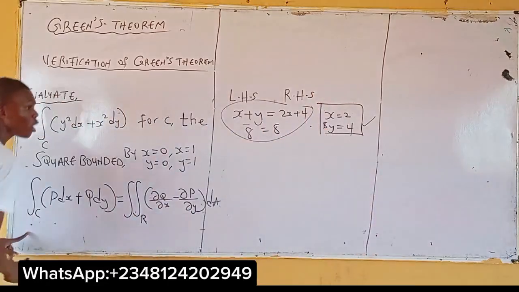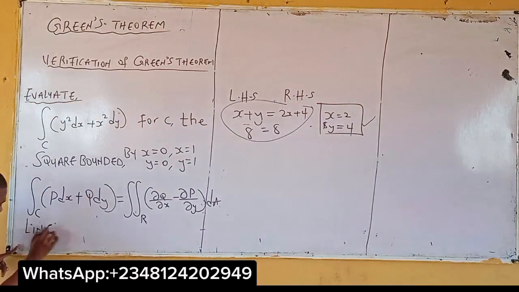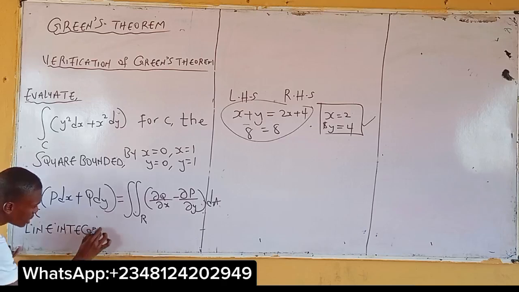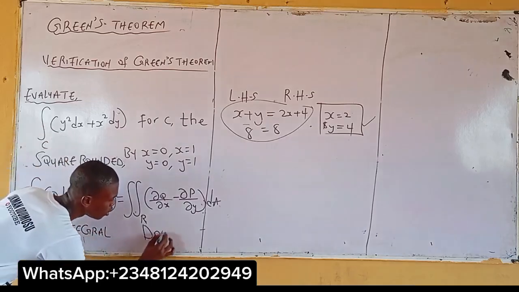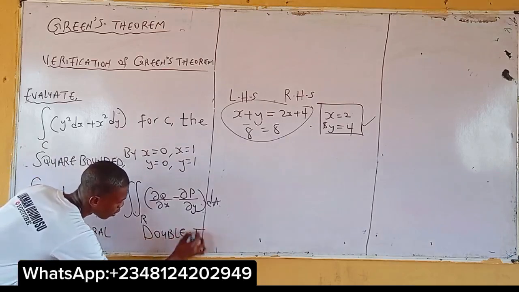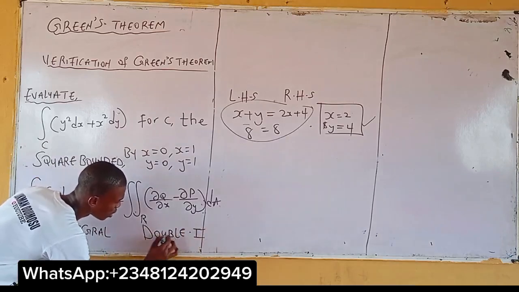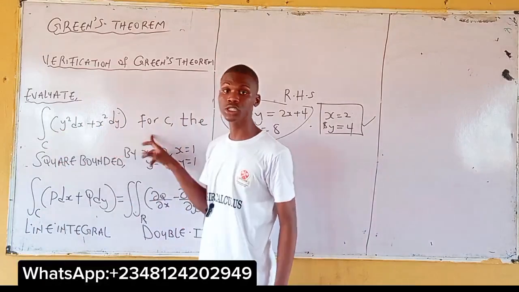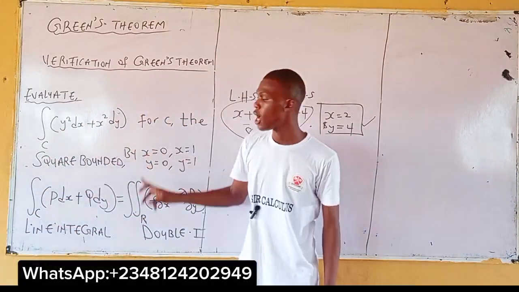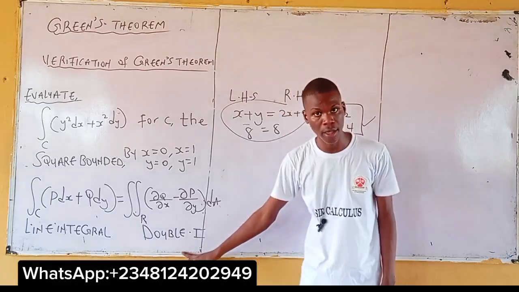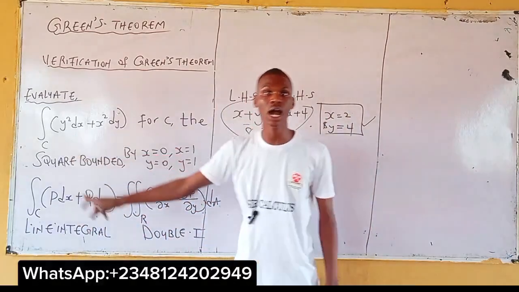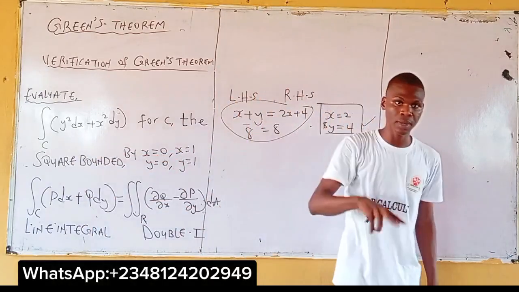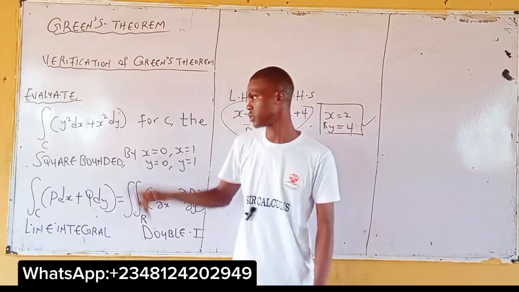This left hand side is what we call the line integral. This is the line integral. This is the double integral. So the overall idea is that you are going to solve this given question using line integral, and you are going to solve this question using double integral. Your answers must be the same. If they are the same, hence Green's theorem is verified for this particular question.